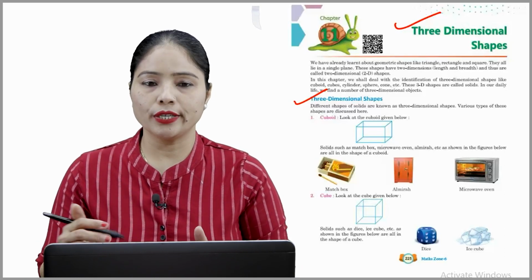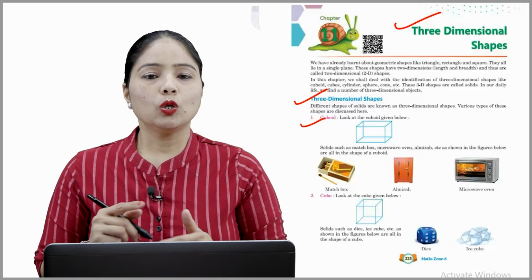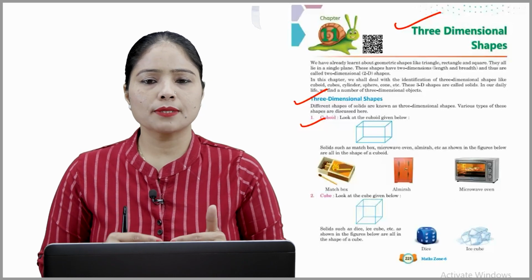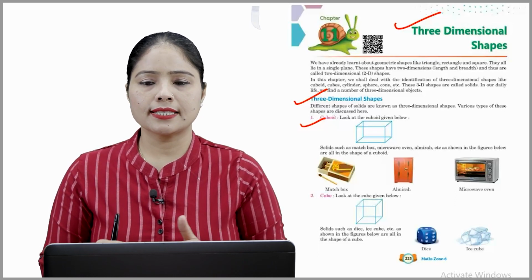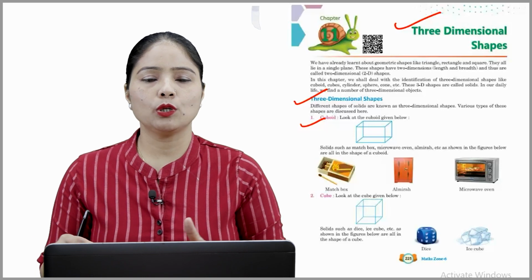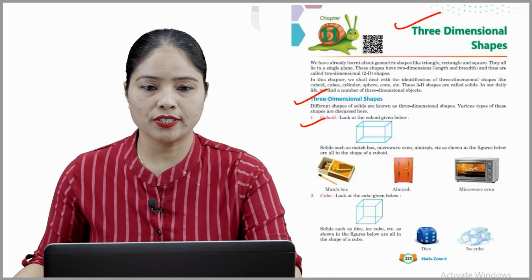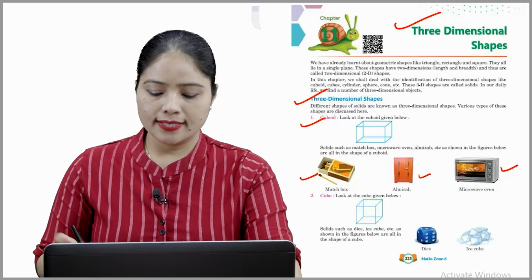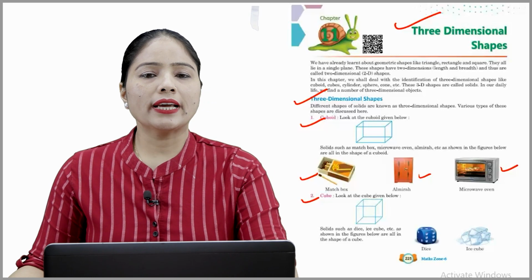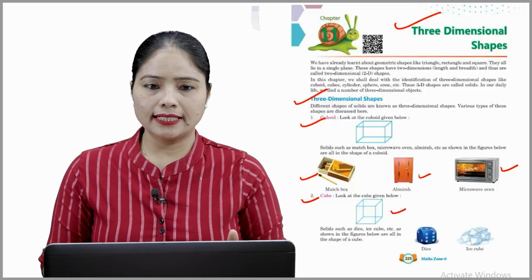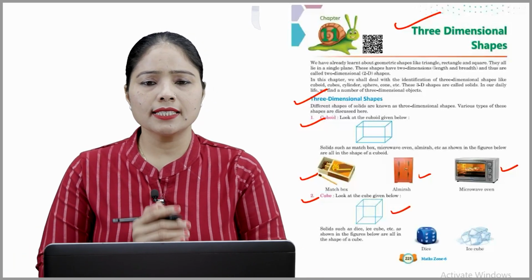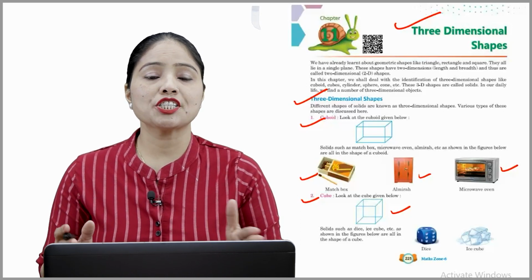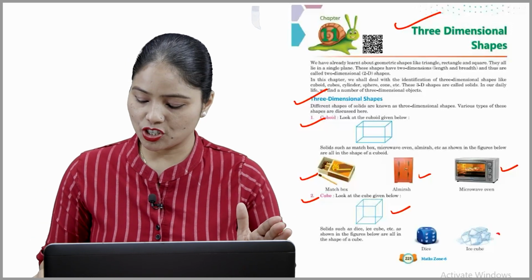First one is cuboid. Look at the cuboid given below. Solids such as matchbox, microwave oven, almirah, etc., as shown in the figures below, are all in the shape of a cuboid. Okay, beta? Now next is cube. Look at the cube given below. Solids such as dice, ice cubes, etc., as shown in the figures below, are all in the shape of a cube.